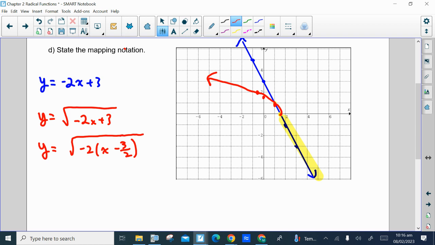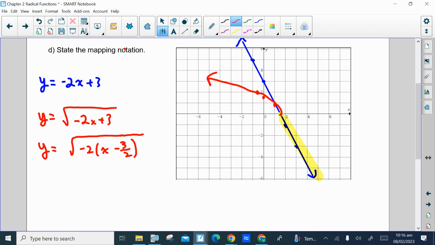We would say that the graph compared to y equals root of x has been reflected over the y-axis because b is negative. It's been horizontally stretched by a factor of a half, because remember the horizontal stretch factor and the b value are reciprocals of each other, and it's also been moved 1.5 units to the right. So we can talk about this graph in terms of a transformation of y equals root x as well. But this is what the graph looks like.